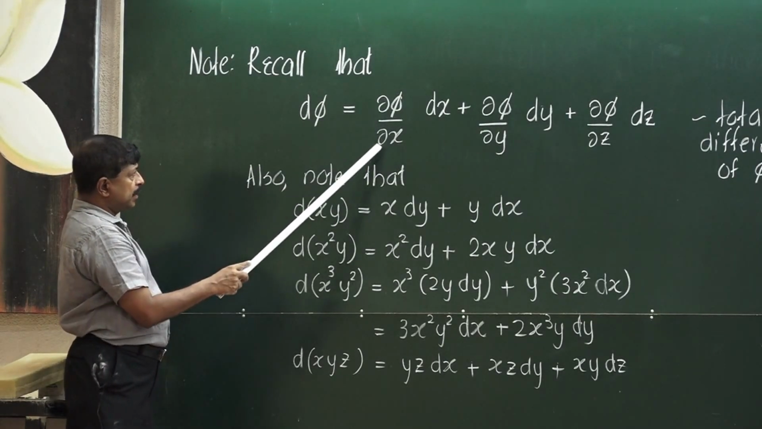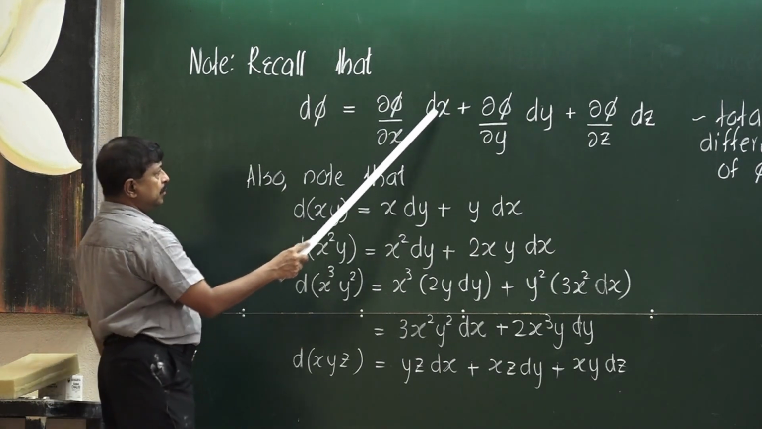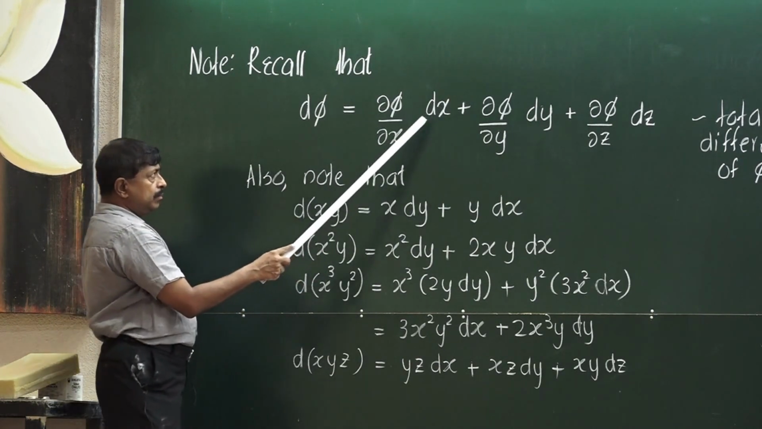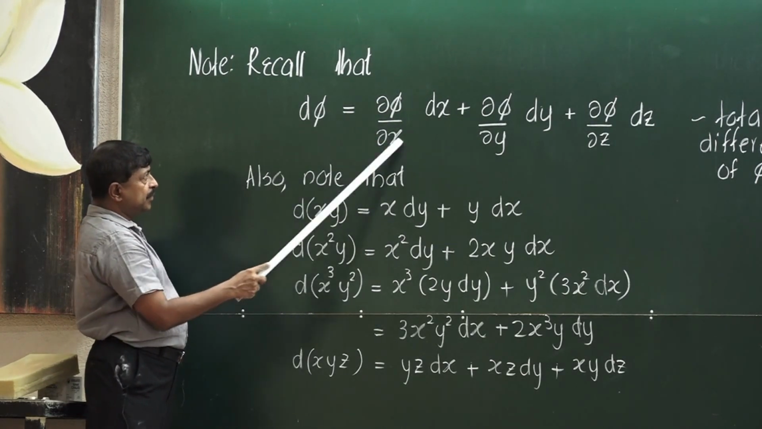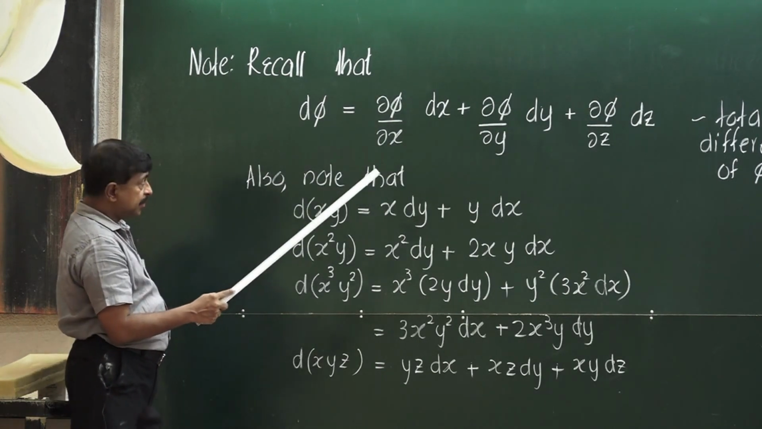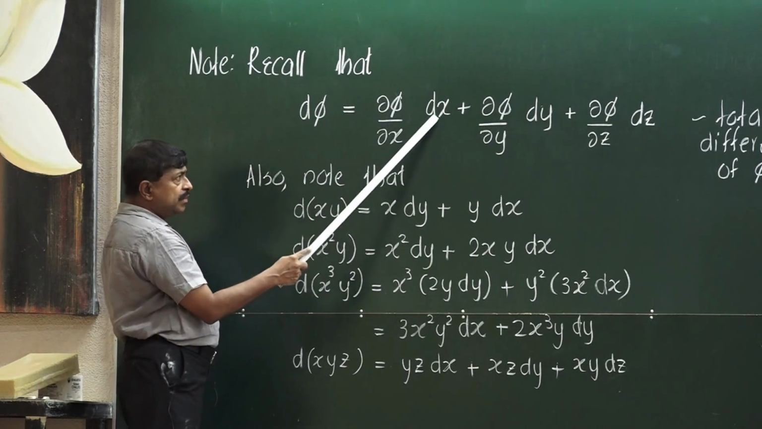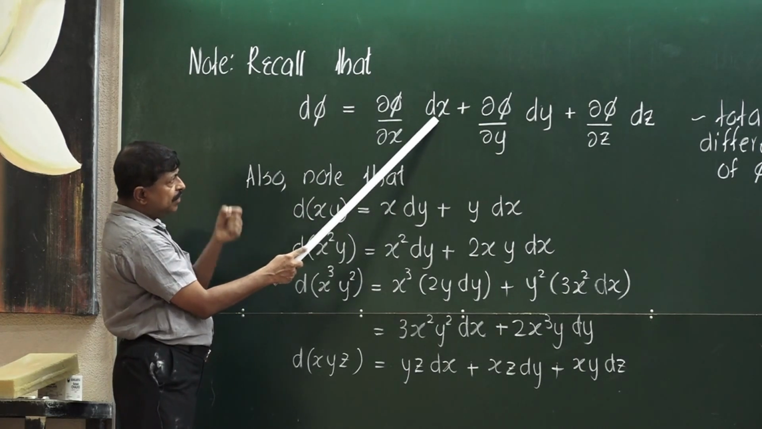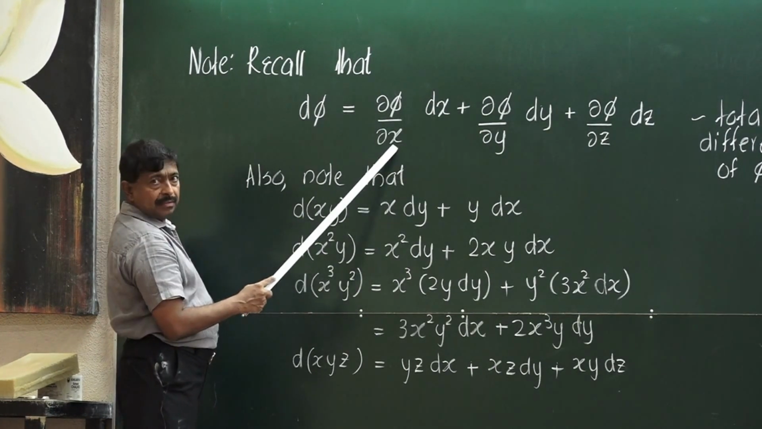dou phi over dou x times dx. I mean, this happens like this. The rate of change with respect to x of phi is this one, once the other variables are fixed. Now, this is the rate of change. If you change x by an infinitesimal amount, this is the total change due to x.